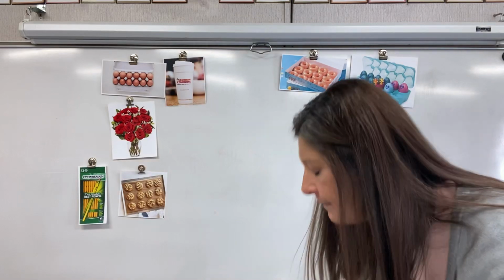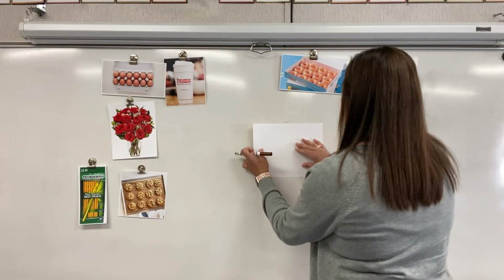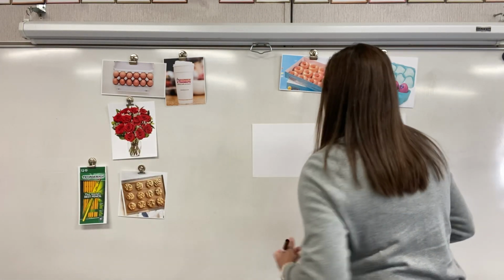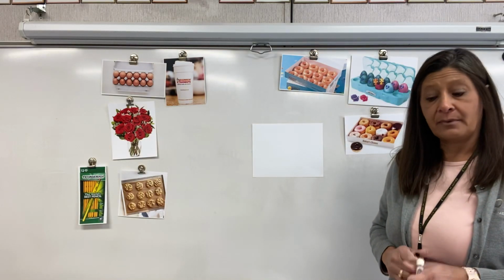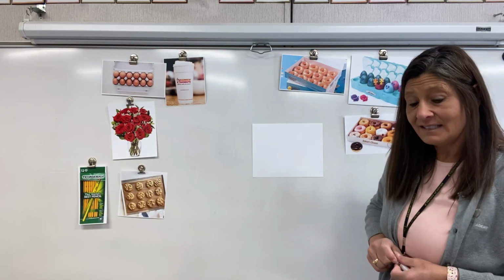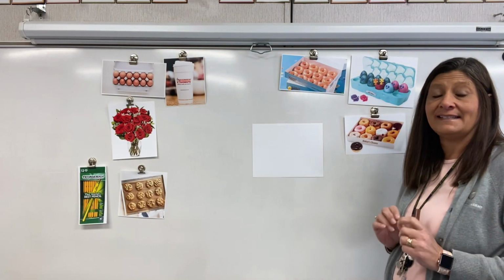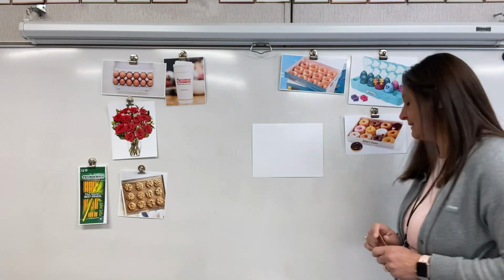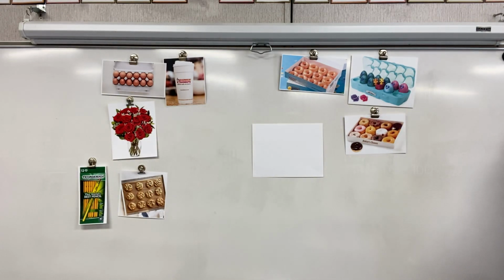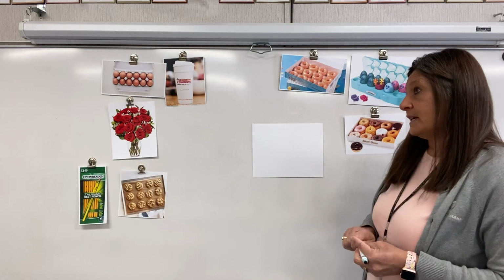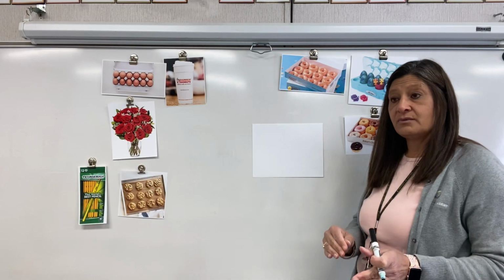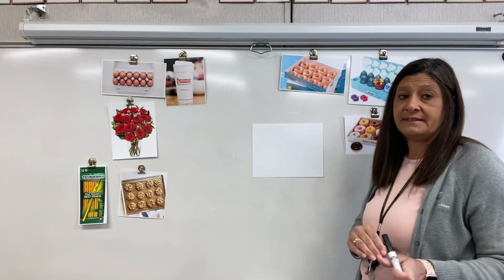Okay, let's try it again. If you have room on that paper, go ahead and you can make room, or you can flip your paper over or get a new piece. Let's draw a dozen eggs. All right. So I'm gonna do 2 rows of 6 again.